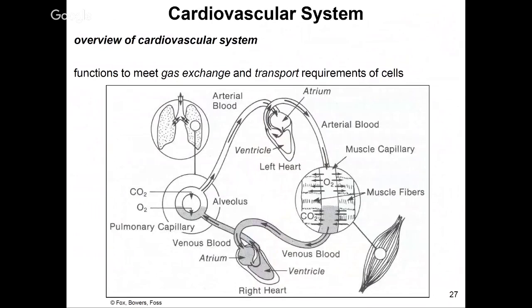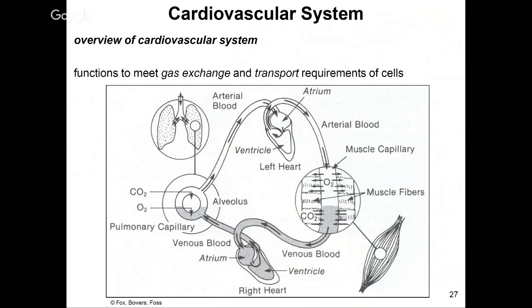And then finally, the cardiovascular system, which helps deliver those nutrients and food to our cells and our muscles and take away the waste. CO2 is another one of those wastes. And this looks kind of maybe a little bit confusing.